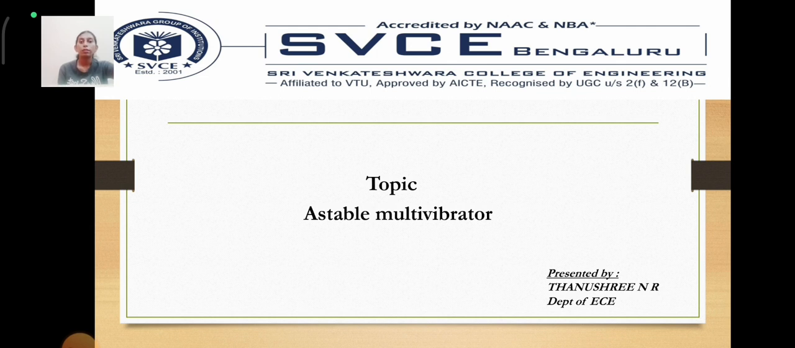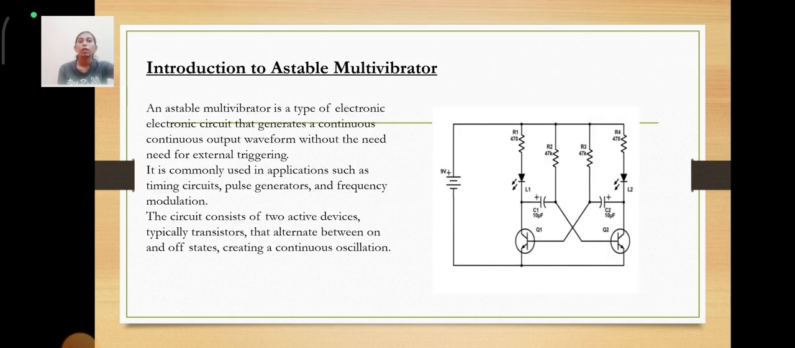Today's topic is astable multivibrator. Introduction. An astable multivibrator is a type of electronic circuit that generates a continuous output waveform without a need for external triggering. It is commonly used in applications such as timing circuits, pulse generators, and frequency modulation. The circuit consists of two active devices, typically transistors, and alternates between on and off states, creating continuous oscillations.